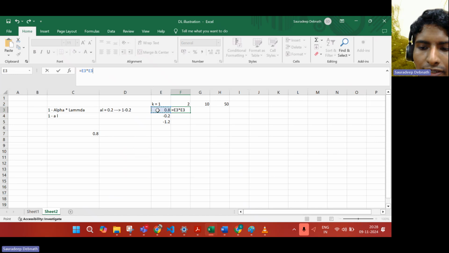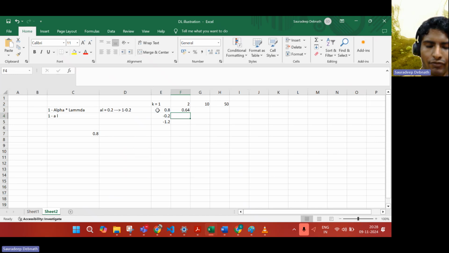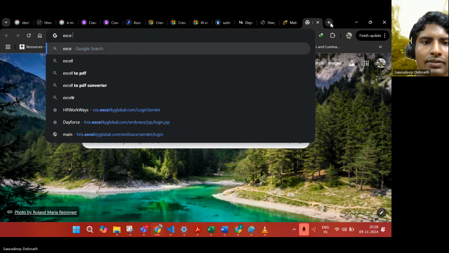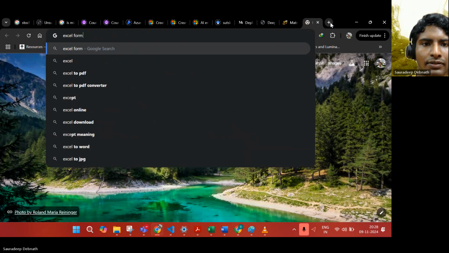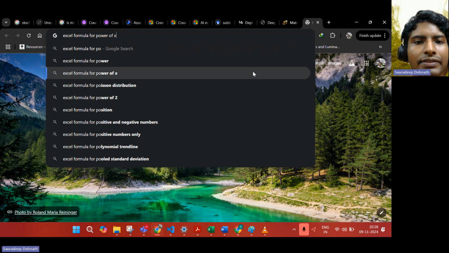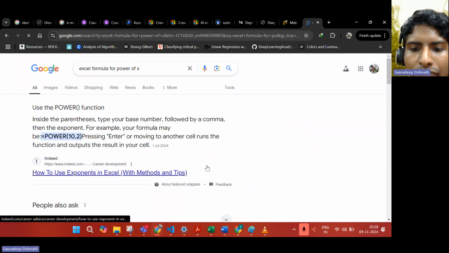I actually don't know the Excel formula for power. Let me just check that. Excel formula for power, exponential. So this is the last topic, last concept, but I just wanted to show you the power function, power of x, power 10 of 2.